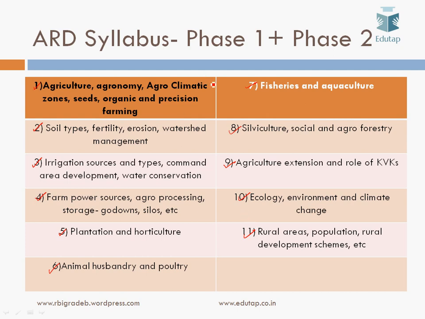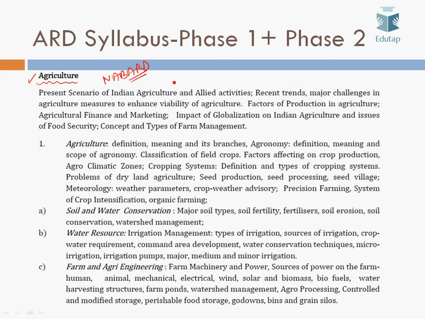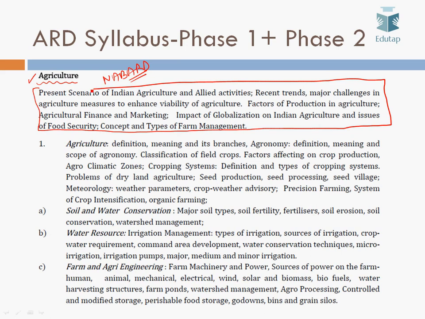If we take a 12th block or block 0, then this part, see here, this part can be called the block 0. Present scenario of Indian agriculture, allied activities, recent trends, major challenges in agriculture, measures to enhance viability of agriculture, factors of production, agricultural finance, agricultural marketing, impact of globalization on Indian agriculture, issues of food security, concept and types of farm management. So I am taking this as block 0 or the 12th block. Fine. So let's see.